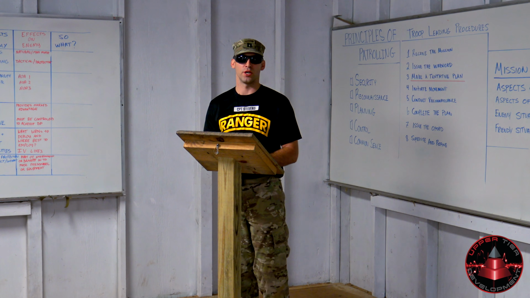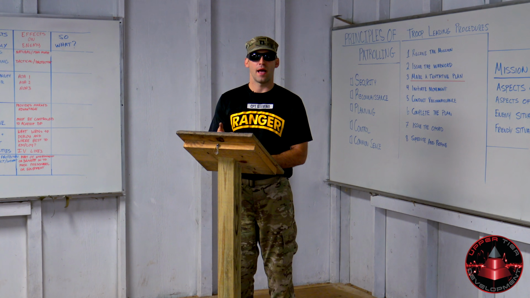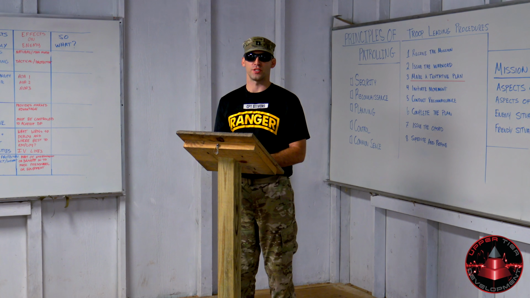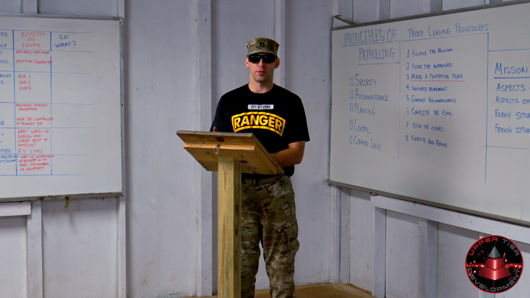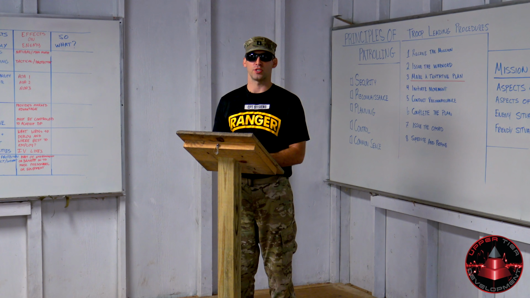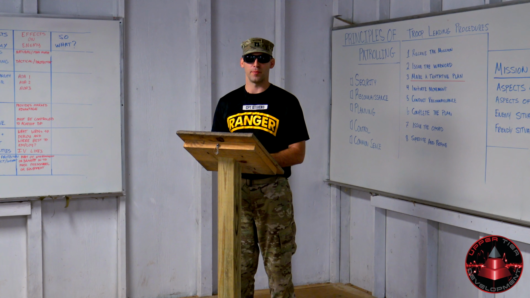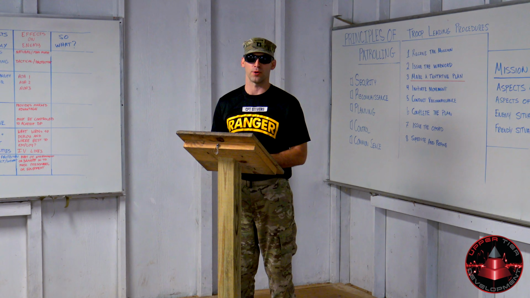And then finally, you want to be able to understand how fast you're going to be able to move. For example, if it's a mounted mobility corridor at the platoon size, you can probably move along that at 20, 30, 40 kilometers an hour. Versus a dismounted mobility corridor up a spur, you may be looking at moving 1 kilometer an hour.